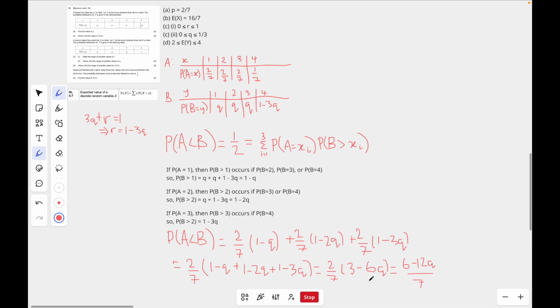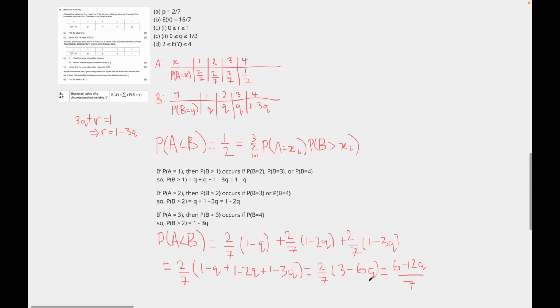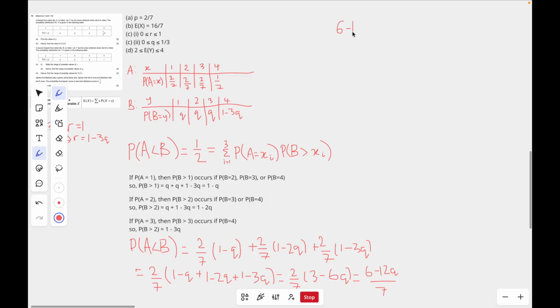Now we can use the information provided in the question that the probability that Agnes's score is less than Barbara's is 1 over 2, by setting (6 minus 12q) over 7 equal to 1 over 2, and solve for q. We can cross-multiply such that we have 12 minus 24q equal to 7, and then subtract 12 on both sides to get negative 24q equaling negative 5. Since there are negatives on both sides of the equation, they cancel each other out, and we can finally divide 24 on both sides to get us a value of q equaling 5 over 24.